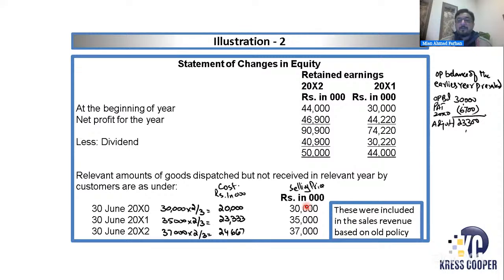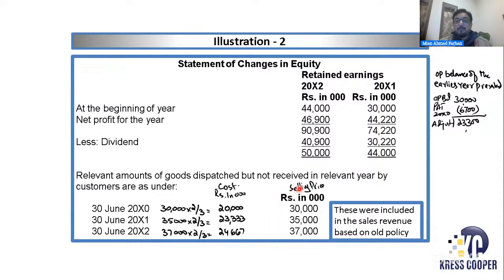Like for example, in the year 2000 X0, the sales will be reduced by 30,000, and the same amount will be included in the year 2000 X1. And in the year 2000 X1, the sales will be reduced with the amount 35,000. This 35,000 will be included in the year 2000 X2. And same goes with this. X2 sales will be reduced with 37,000, and these will be included in the sales of 2000 X3.